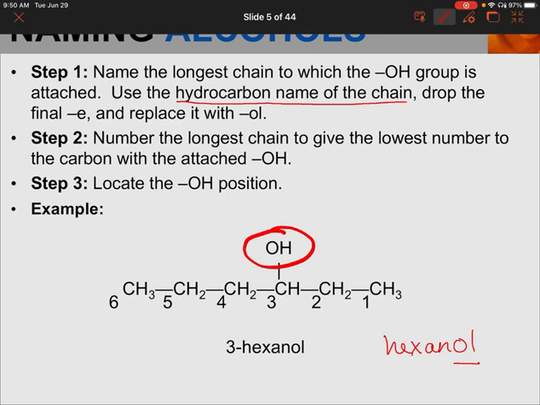Then in step 2, we're going to number the chain so that the OH group has the lowest number possible. So again, very similar to how we would treat any group attached to our longest chain of carbons. The chain has already been numbered for us, so we can see the OH group is on carbon 3. If we had numbered this from left to right, the OH group would have been on carbon 4, and we know that we can get a lower number by numbering right to left. So then we just add that 3 in front to tell us where the alcohol group is located.